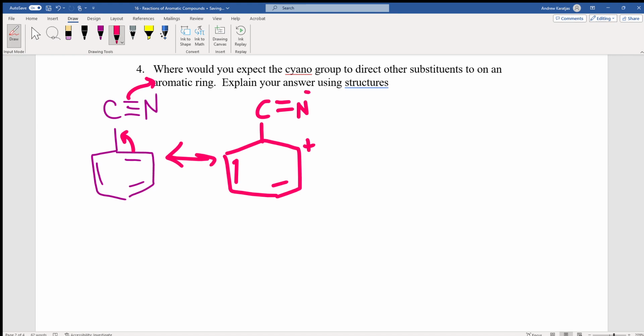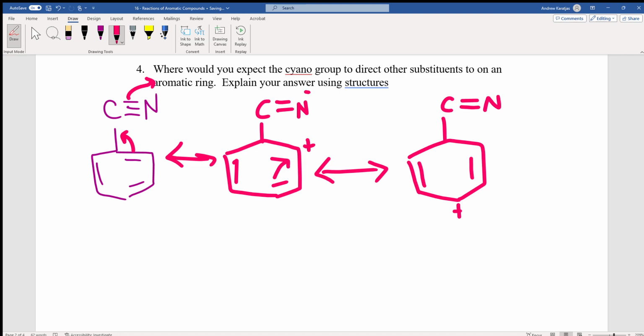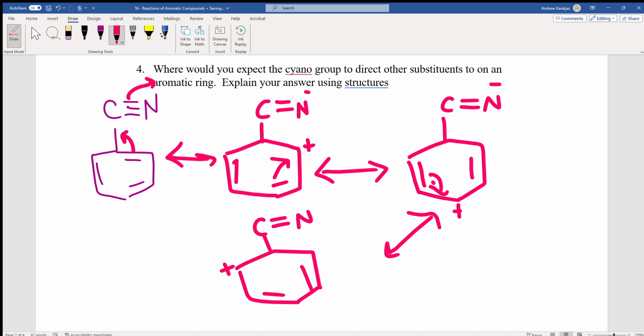This puts a negative charge on nitrogen and a positive charge in the aromatic ring. We can then continue to shift these electrons around. And we'll see that positive charge continue to shift around the ring as well. Finally, we can do this one more time to get yet another resonance structure.